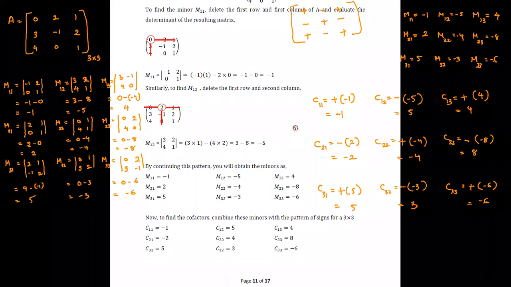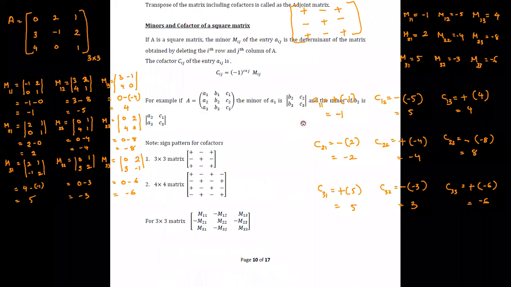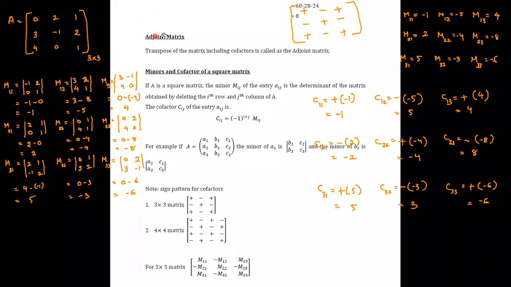Now, if you move back to how we define the adjoint matrix, the adjoint matrix is said to be the transpose of the matrix including cofactors. Now we have identified the cofactors. Then, to obtain the adjoint matrix, first we can write down these cofactors inside the matrix, and then we can take the transpose of that matrix.